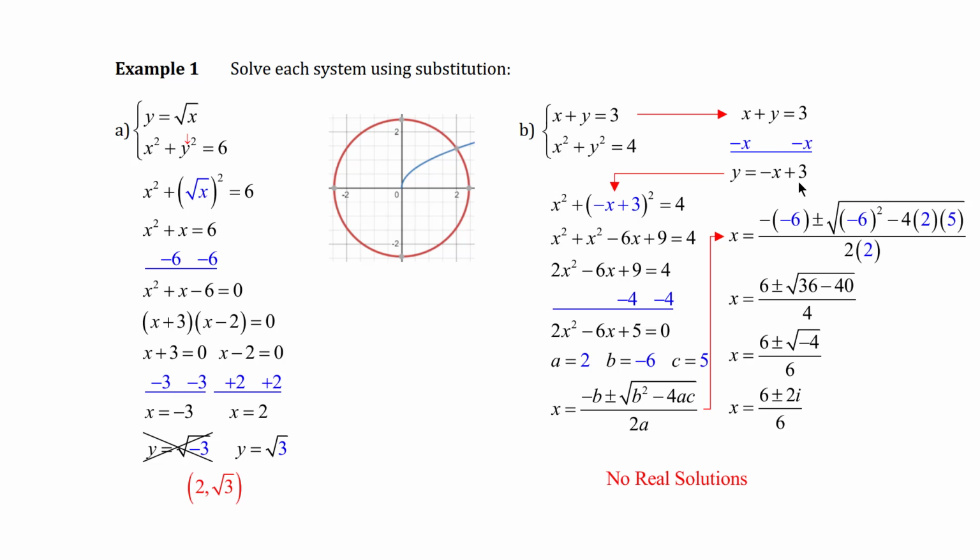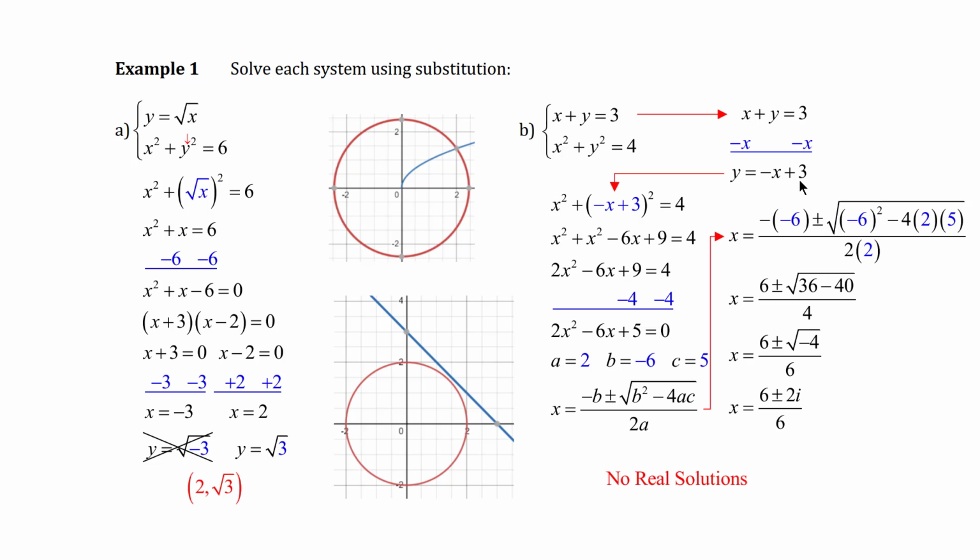This is a line with the slope of negative 1 and a y-intercept of 3. You could see here on the left, we have a graph of this line in blue. The second equation in our system, x squared plus y squared equals 4, is a circle with the center at 0, 0 and a radius of 2. So we have the graph of the circle here in red. So you could see here visually that the two graphs do not intersect, meaning that there is no solution to this system.